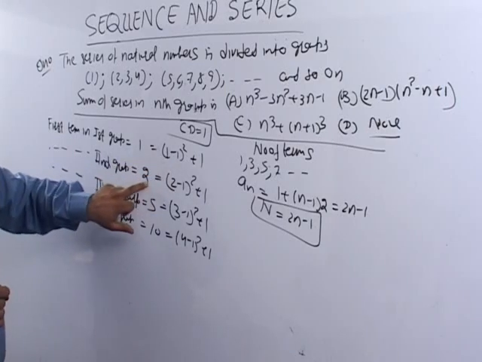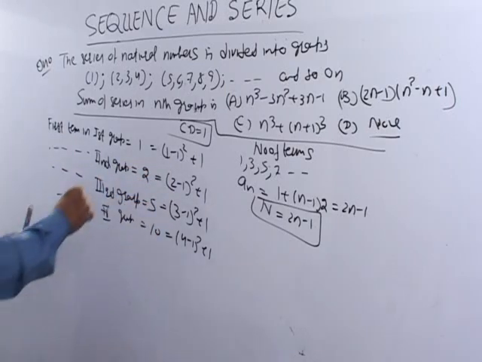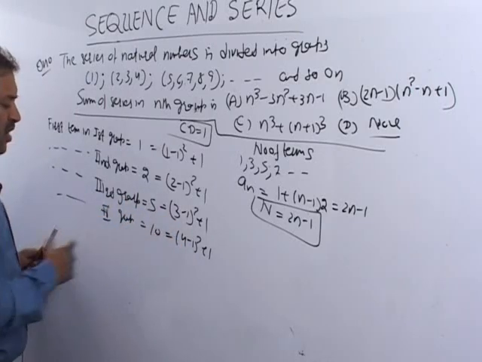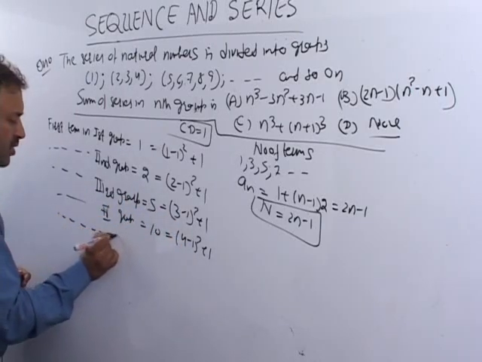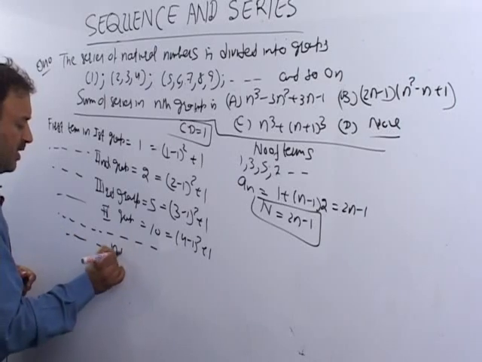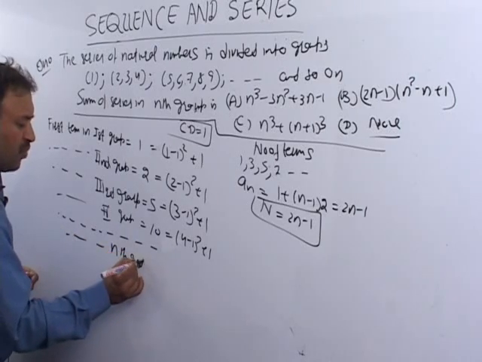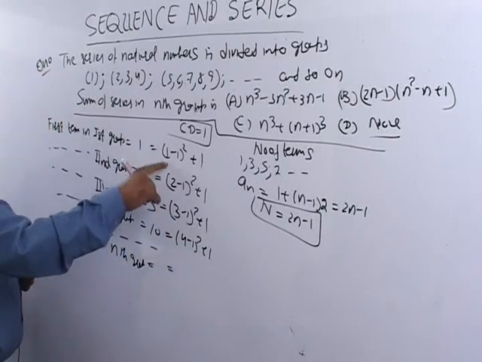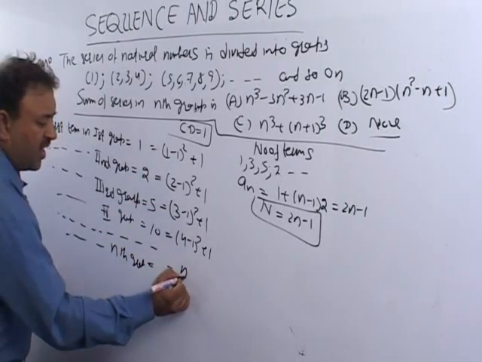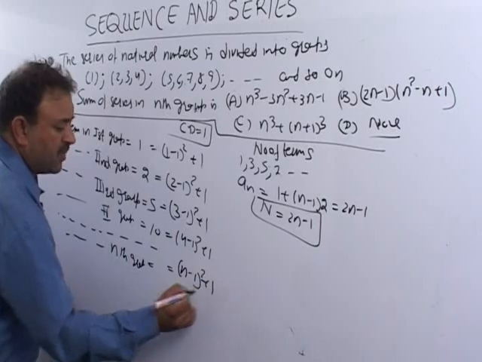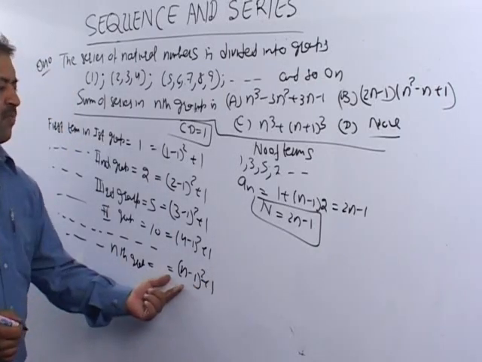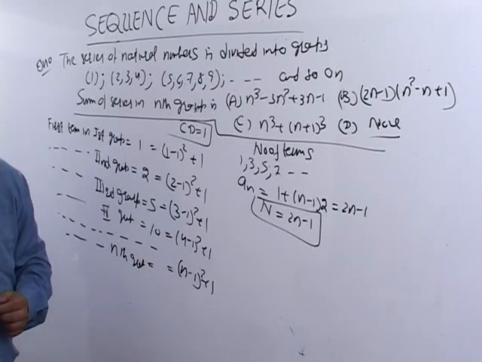For the second group we get 2 minus 1, for the third group 3, for the fourth group 4. So we can find the first term in the nth group: wherever the term changes, n comes in its place. The first term in the nth group will be (n minus 1) the whole square plus 1.